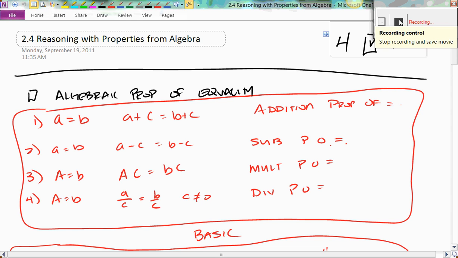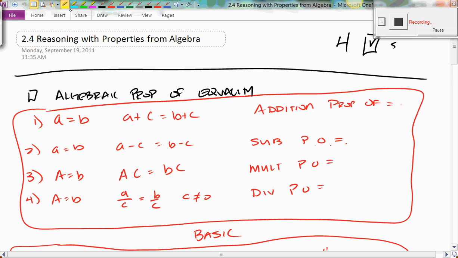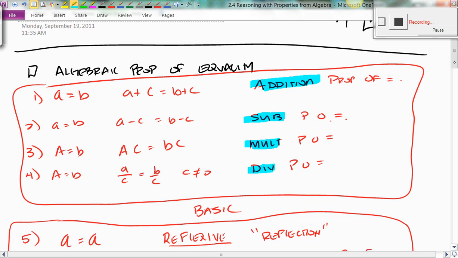Okay, so geometry, here's what we did. In section 2.4, reasoning with properties of algebra, it's super important that we learn this stuff because this is the intro to proofs. So first thing we did was we spoke about all the basic properties of inequalities, such as the addition property of inequality, subtraction, multiplication, and the division property. So those are all in the book. They're all ones that we have used since the beginning of algebra, and we're going to work on those.